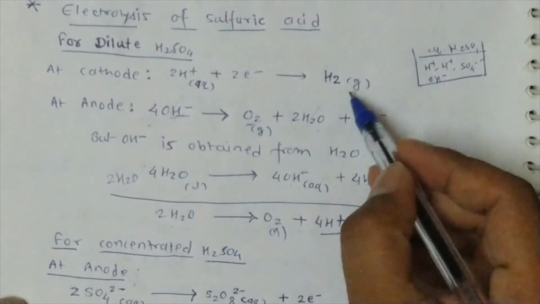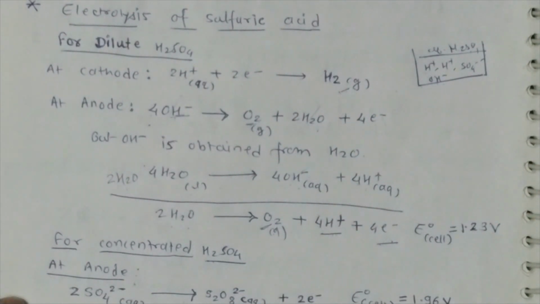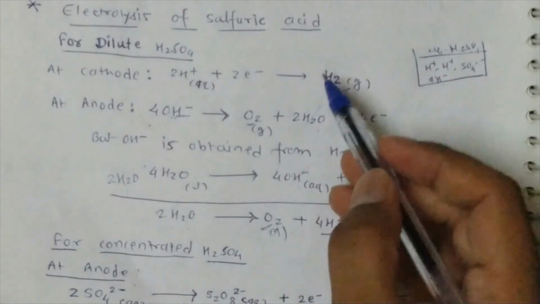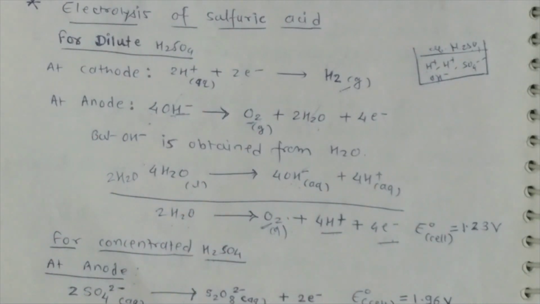So there will be formation of H2 gas at the cathode and there will be formation of O2 gas at the anode. So the products of electrolysis of dilute sulfuric acid will be hydrogen at the cathode and oxygen gas at the anode. That's it. You have to remember this only.